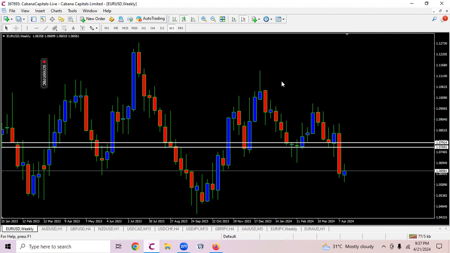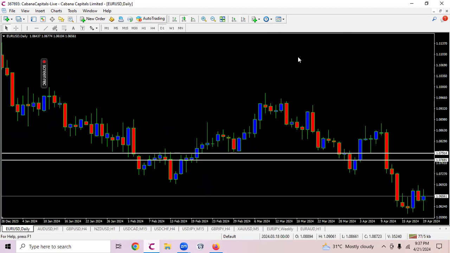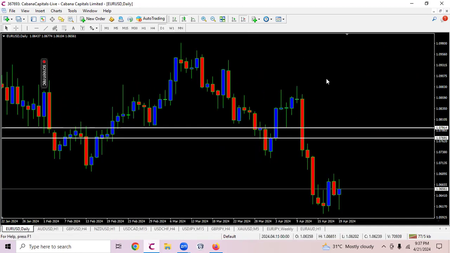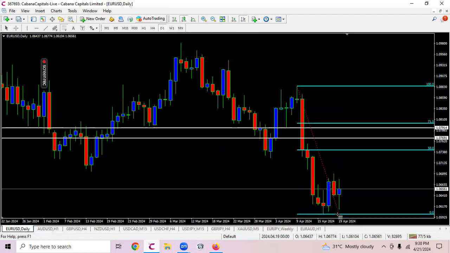Okay, so let's go down to daily to identify. You can see a fair value gap was created here. If you don't know how to identify a fair value gap, just apply your Fibonacci tool, take it from this swing high to this swing low, and wait for price to pull back to premium, which is above level 50, before you go bearish. Okay, so with the pattern we have on Euro/USD daily time frame, this is a bullish pattern.